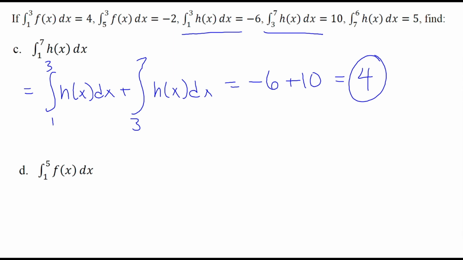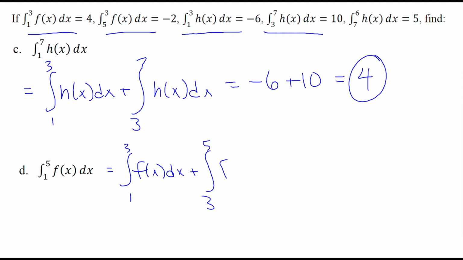And for our next one, we want the integral from 1 to 5 of f of x. Well, we have 1 to 3 of f of x, and we have 5 to 3 of f of x. If we could have the integral from 3 to 5 of f of x, then we could add the part from 1 to 3 to the part from 3 to 5, and that would give us the whole thing from 1 to 5, right? This would be the same as the integral from 1 to 3 of f plus the integral from 3 to 5 of f.